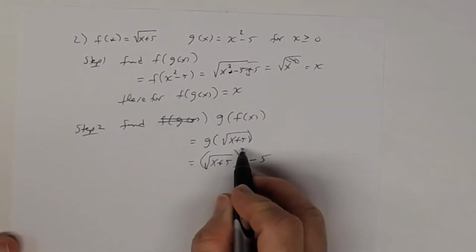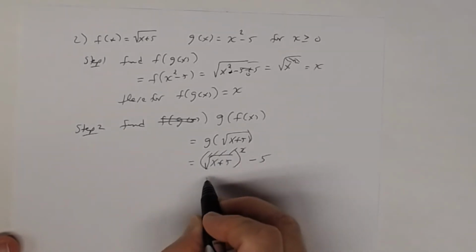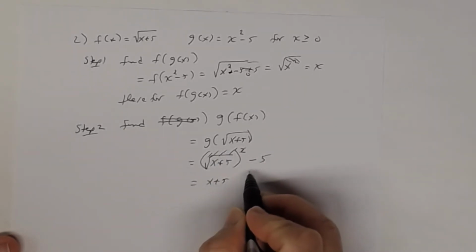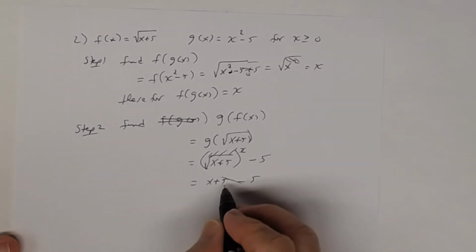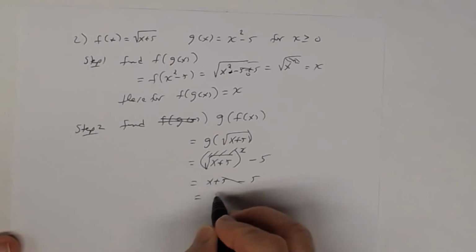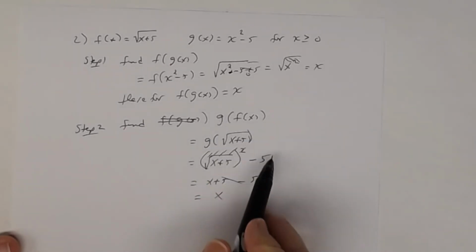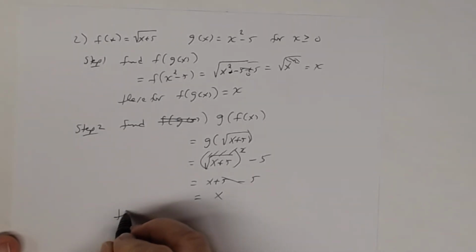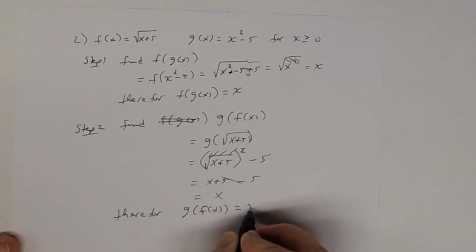Now remember, the square and the square root undo each other, so you're left with the radicand. So I get x plus 5 and then minus 5. And then remember, these add up to be 0, 5 and negative 5, so that equals x. So what you found is that this composition here is equal to x. So therefore, g of f of x is equal to x.